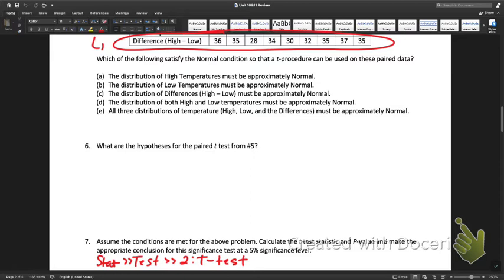So again, data needs to go into L1. After you put the data into L1, you'll go to stat test 2. All right, and it's going to ask you, do you have data or do you have stats? You have data. It's going to ask you, what is your mean that is claimed? And you're going to put in a 0. Your mean that is claimed is 0. Your list is L1, your frequency is 1. And then it's going to ask you what is the direction of the hypothesis. So that would be mu does not equal mu not, and then you'll calculate.